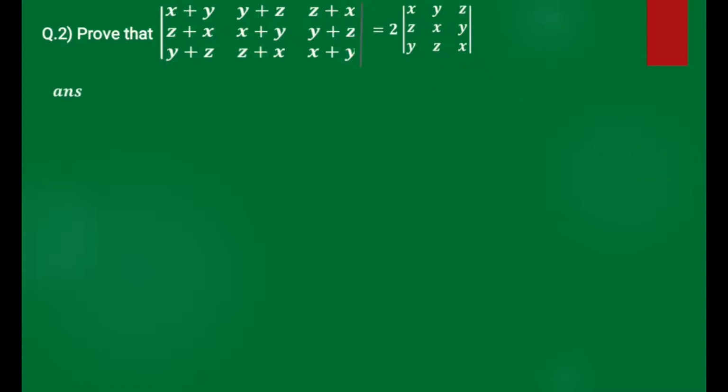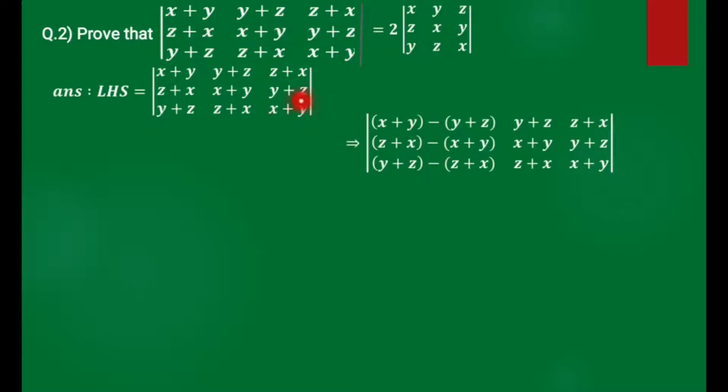So first we consider here LHS, and with the help of LHS we show LHS equals to RHS. So for that we subtract here elements of second column from first column. So we write here x plus y minus y plus z, z plus x minus x plus y, y plus z minus z plus x. Here we keep elements of second column and elements of third column as it is. So we write here operation as C1 changes to C1 minus C2.